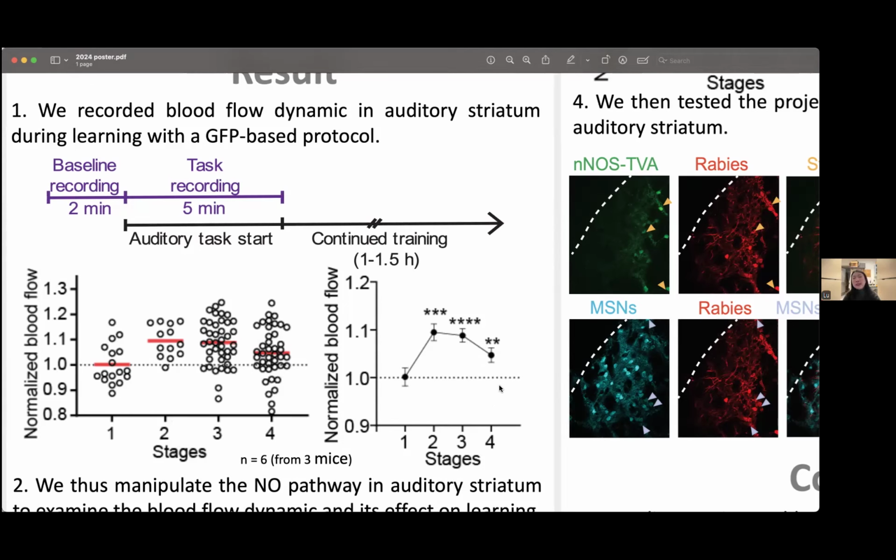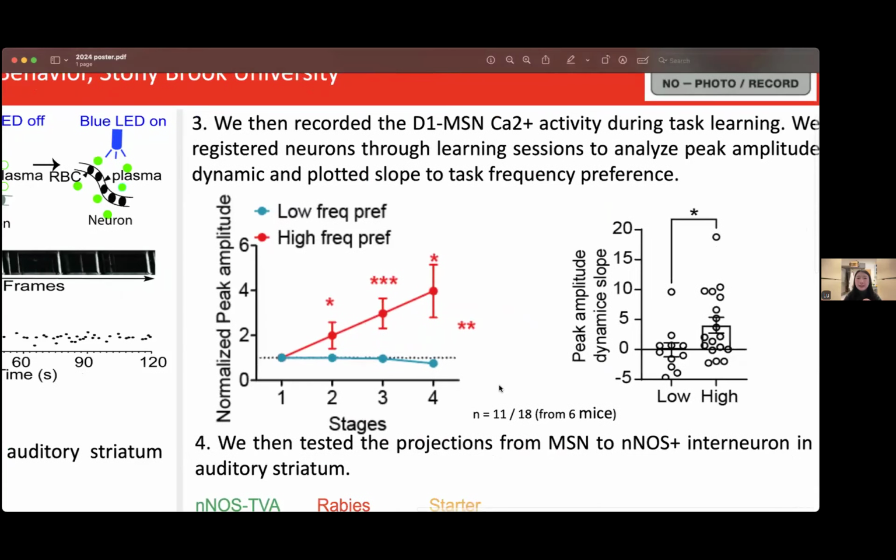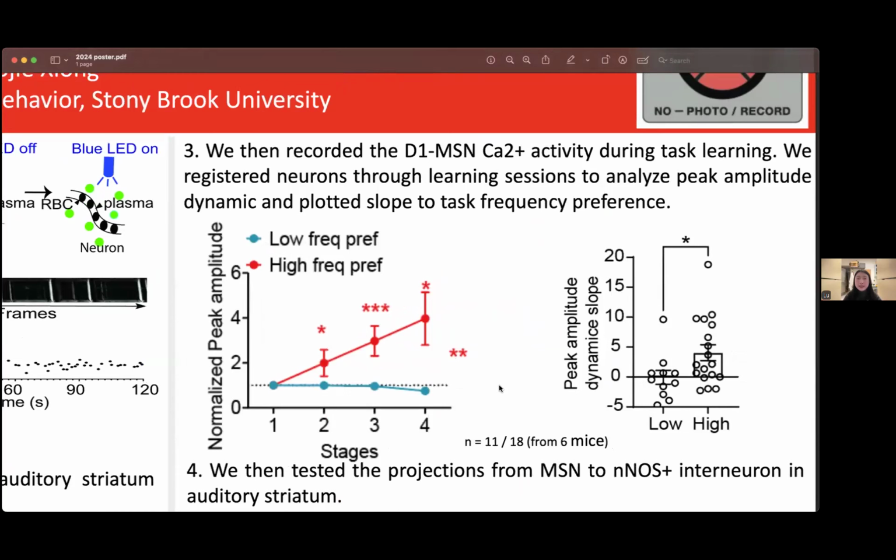So after we know what the blood flow is doing in striatum, we are doing neurovascular coupling. Then we want to know what the neuron is doing in the auditory striatum. So the majority neuron population in auditory striatum are medium spiny neurons, as shown here. So we're particularly interested in the D1 medium spiny neurons, which in the previous papers, we proved this group of neurons are more related to our auditory task. We then want to see how this group of neurons is actually doing during the learning. Does it show the same trend as blood flow change or a different trend?